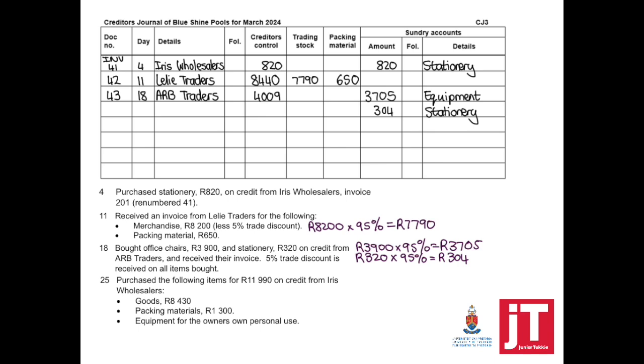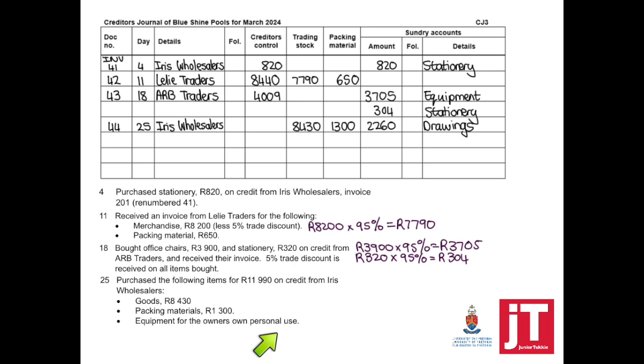On day 25, purchase the following items for 11,990 on credit from Iris Wholesalers. So again, we've purchased a number of items from the same supplier. One invoice would have been received. So the first thing is the source document number is now number 44. Make sure you don't write it on the same line as where the stationery was written from the previous transaction. Then, what did we purchase? We purchased goods, which is shown as trading stock, packing material 1,300, and then equipment for the owner's own personal use.